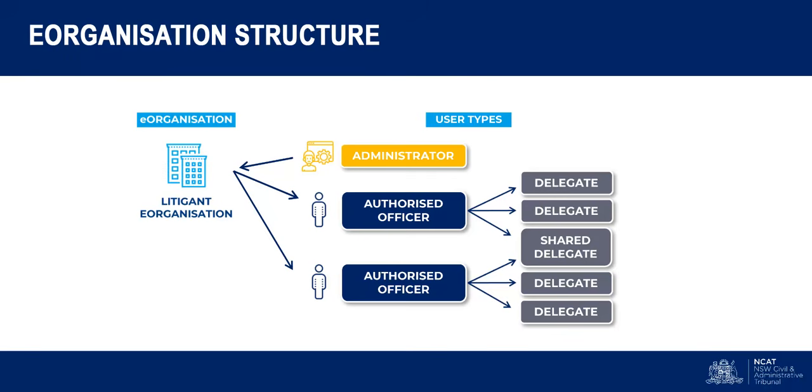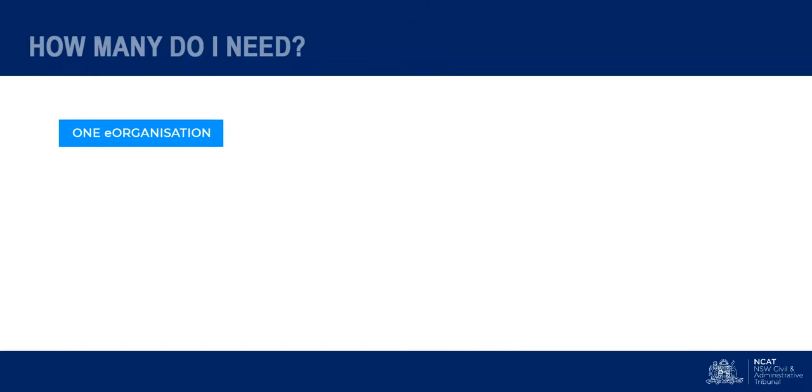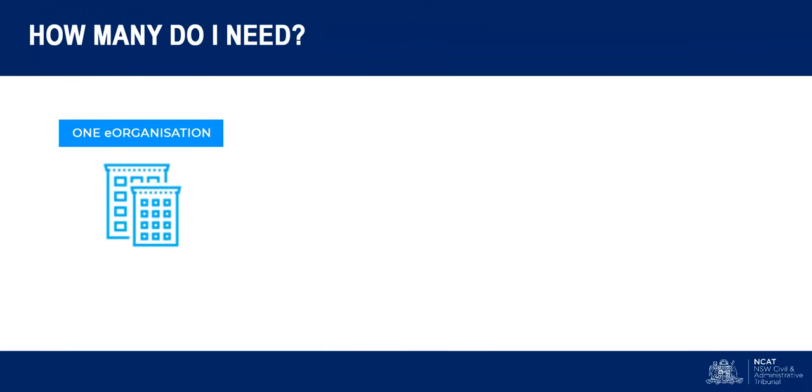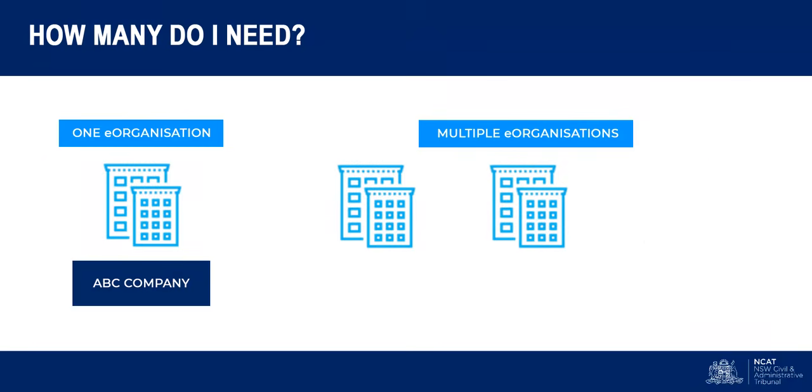All users of an e-organization can access all cases within the e-organization. To create one e-organization for the organization, use the company name for the e-organization name. Multiple e-organizations may be created to manage areas of the business separately.